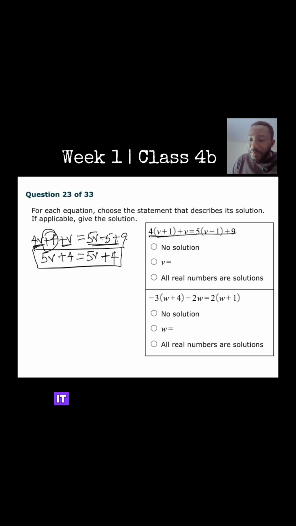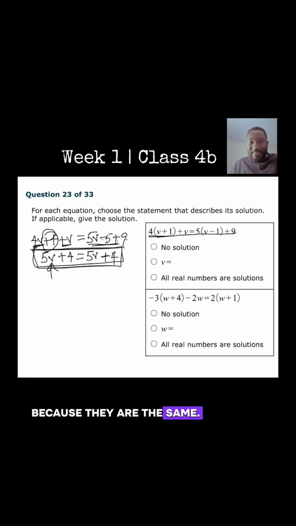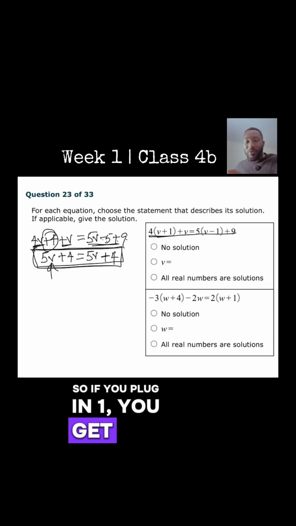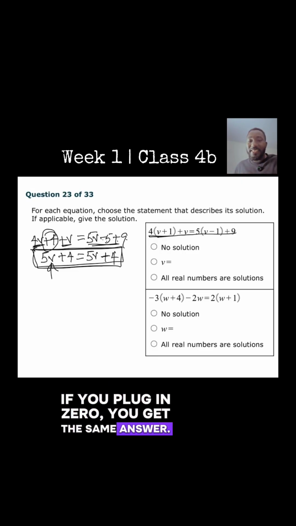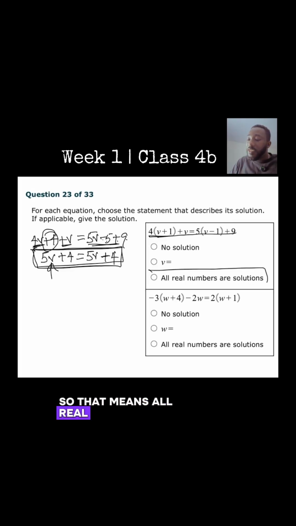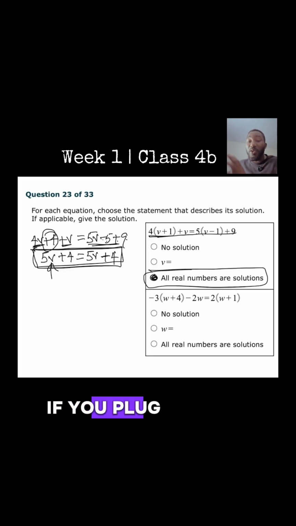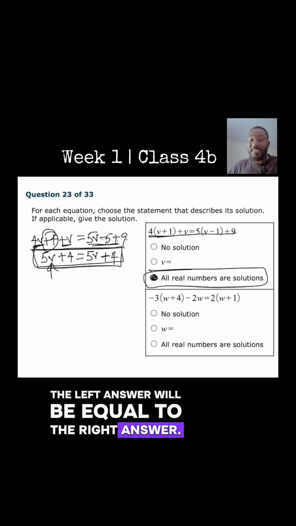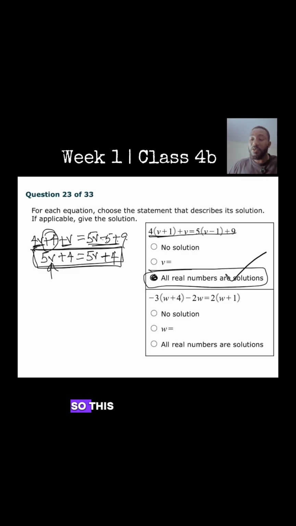What does that mean? It means from here, any value that you plug in for v, you will get the same answer. Any value. If you plug in 1 here, because they are the same, the left hand side is the same as the right hand side. So if you plug in 1, you get the same answer. If you plug in 0, you get the same answer. So that means all real numbers are solutions to this. All real numbers are solutions. If you plug in all the real numbers, the left hand side will be equal to the right hand side. That is what this question means. So this will be the answer.